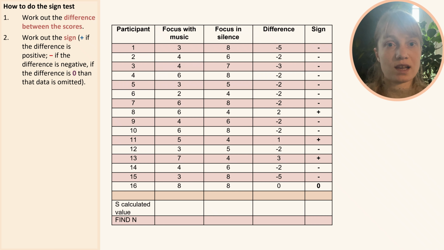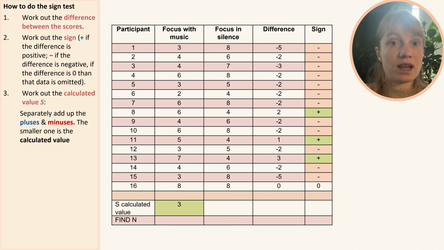Because we already wrote the signs in front of the difference, we don't have to write them out again. I just have it here for clarity. Now we need to add up the number of minuses and the number of pluses, just ignoring the number itself, and also ignoring the zeros. The calculated value of the sign test, S, is the smaller of the two totals. In this example, we have 3 pluses and 12 minuses. So our calculated value of S is 3. This number represents how small the minority pattern is, how few people showed the less common outcome.